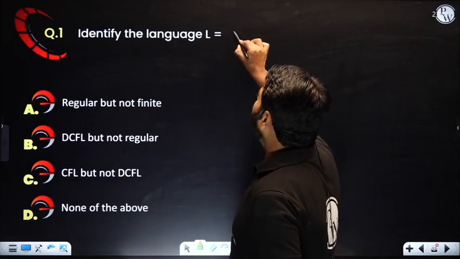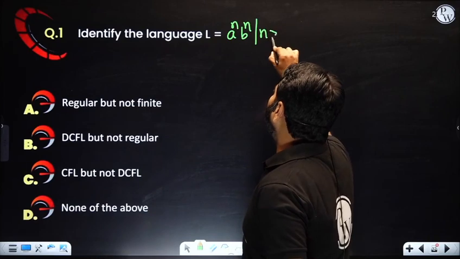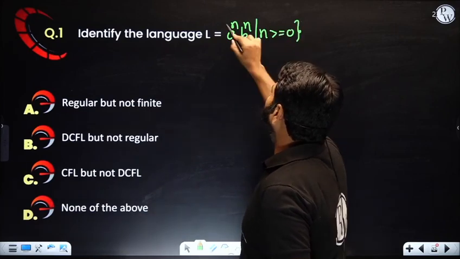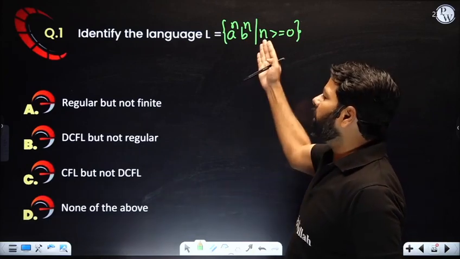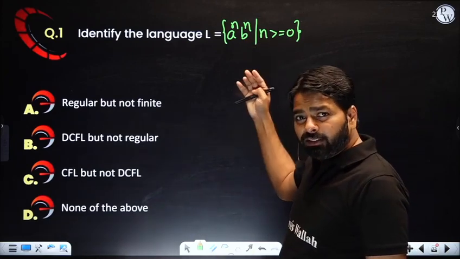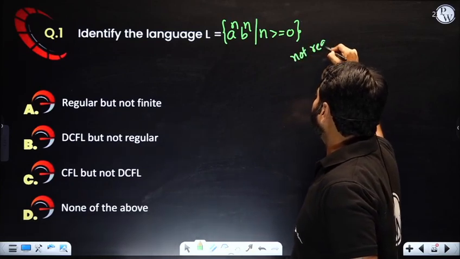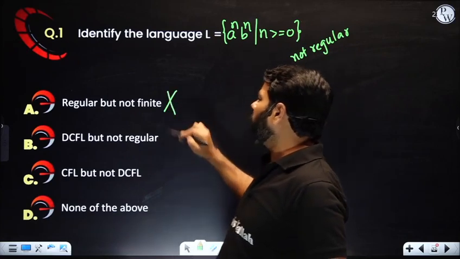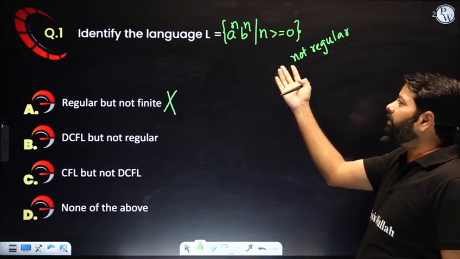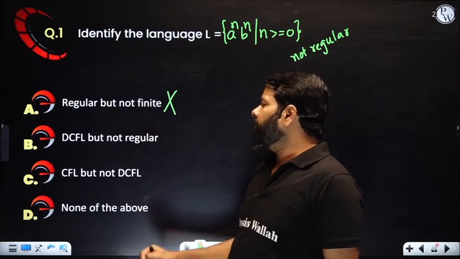Identify the language L, very simple. a power n, b power n, such that n greater than or equal to 0. You know this, right? I want to answer exactly the correct one. It is not regular, we know it. It is not regular, we did it in the regular languages. So definitely regular but not finite is wrong. It is not finite, it is infinite, but still you can't answer option A because you can't say regular.